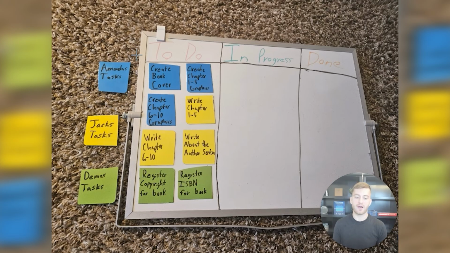Now, if we were to create a few different tasks, we could have tasks for Amanda for creating the different types of graphics to go with the book. For example, the book cover, chapter 1 through 5 graphics, and chapter 6 through 10 graphics. Jack might handle the writing, so he might handle write chapter 1 through 5, write chapter 6 through 10, write about the author section, and Jack's tasks here are in yellow, Amanda's are in blue, and Dima might be in charge of the more administrative things like registering the copyright for the book, as well as an ISBN number or identifier number for the book. And Dima's tasks here are in green.